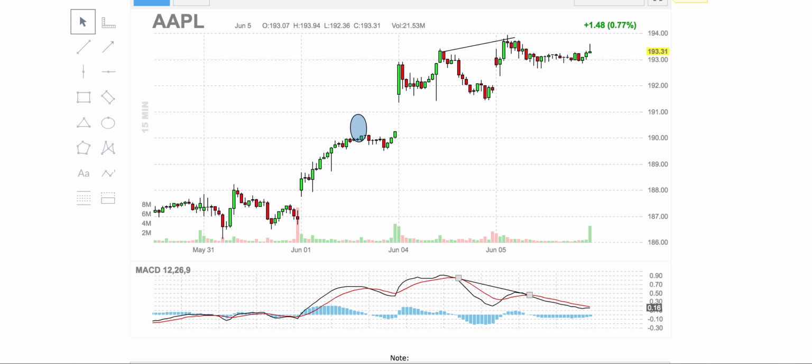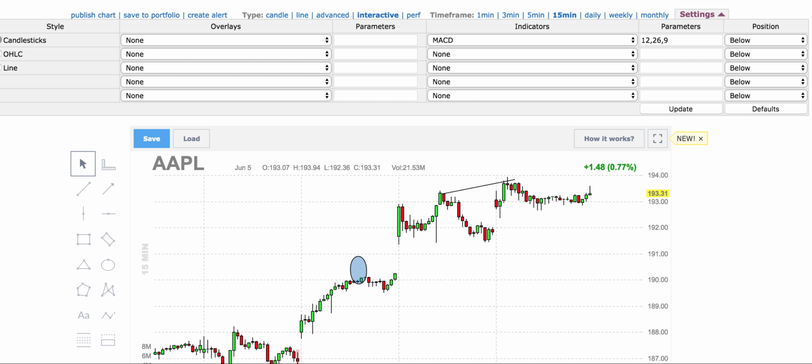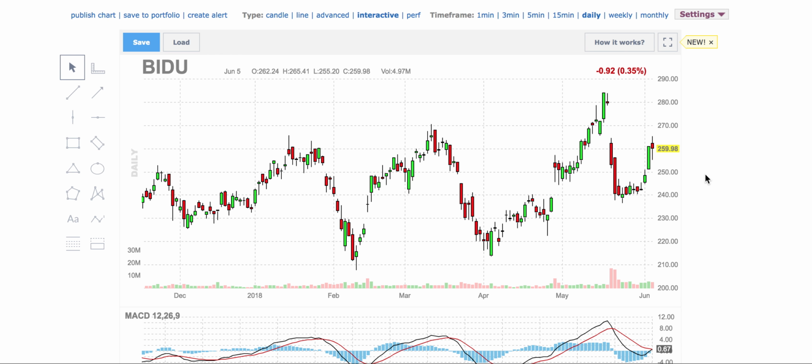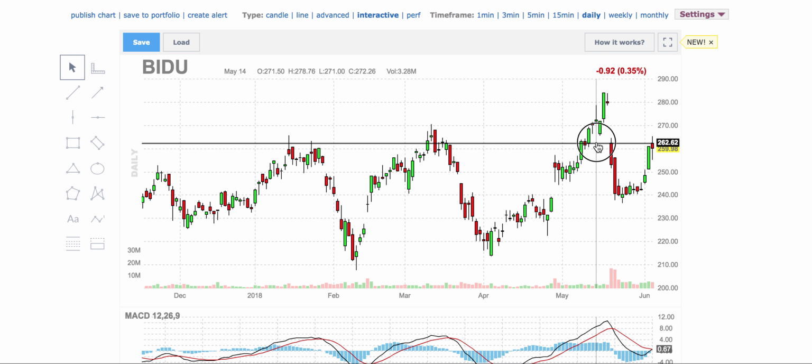Let me pull up the name Baidu here. So let's take an example. We're looking at Baidu on the daily chart, which had this big gap down. Just based on this, there's a gap resistance over here, somewhere around this 262 region. The price gapped down and had this big $20 push. Now it's capping into resistance. So now we know this is the resistance level.